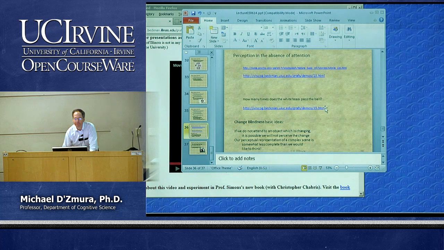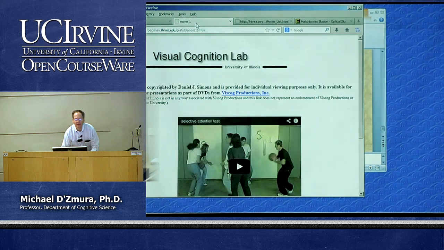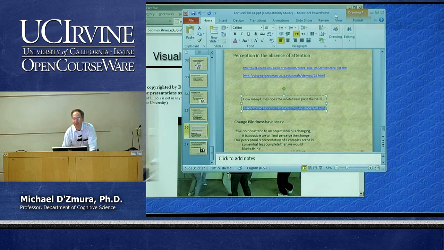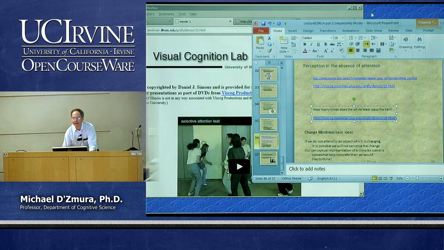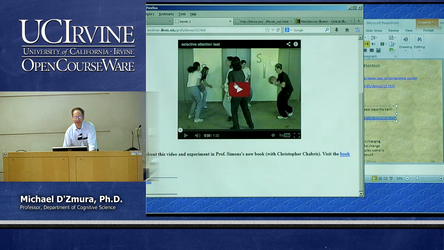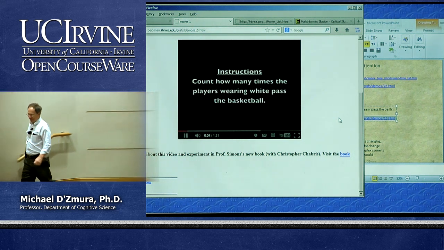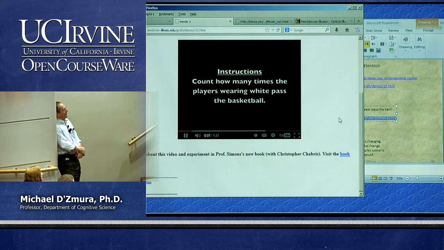Okay, so there's a very well-known example of this that I'm now going to try to display to you. Now, your job with this video is to determine how many times the white team passes the ball. So there are going to be two teams here. If you already know the answer, please don't say. This is a test of selective attention. Count how many times the players wearing white pass the basketball.